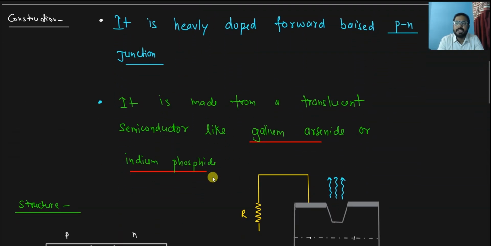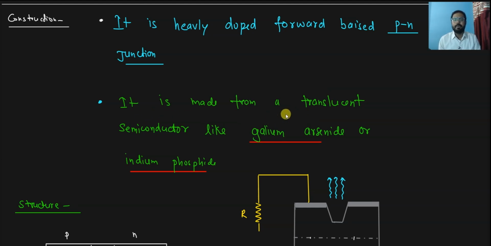The first thing you should know is that it is a heavily doped forward bias PN junction diode. So you need to understand that it is heavily doped. What happens due to heavy doping? The depletion region becomes thinner because electrons and holes meet quickly. So the depletion layer becomes thinner, and it works in forward bias.